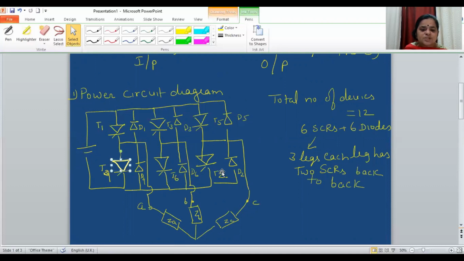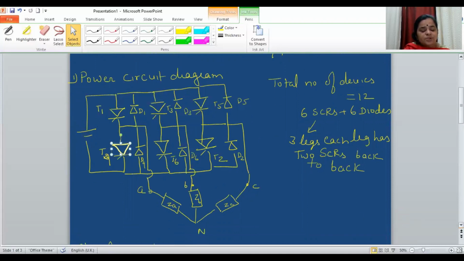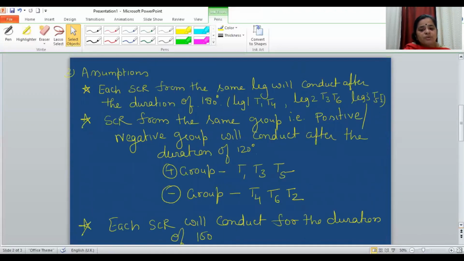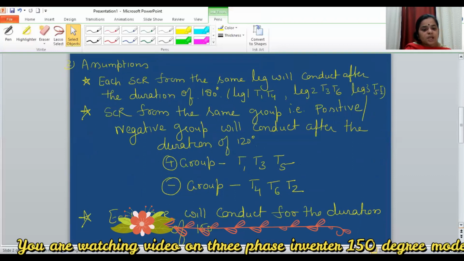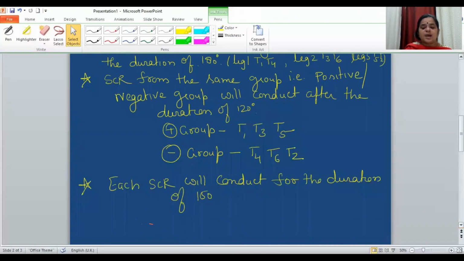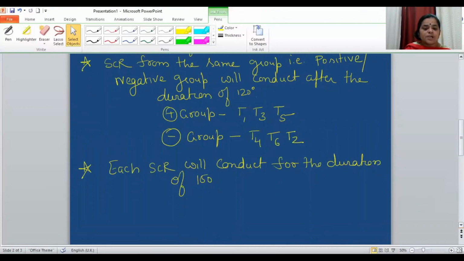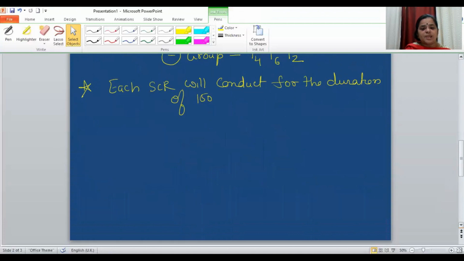Similarly, 4, 6, 2, their cathodes are common and connected to the negative supply. So they will be conducting only when the maximum negative supply is connected to them. That's why they are called negative group SCRs. And the third assumption is that each SCR will conduct only for the duration of 150 degrees, as we are discussing the 150 degree mode operation.